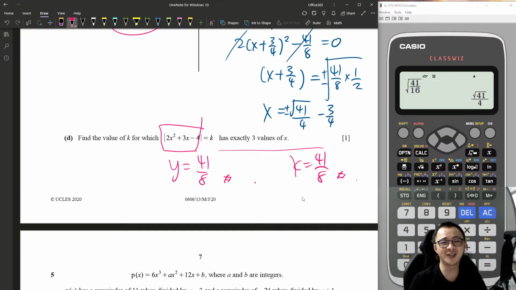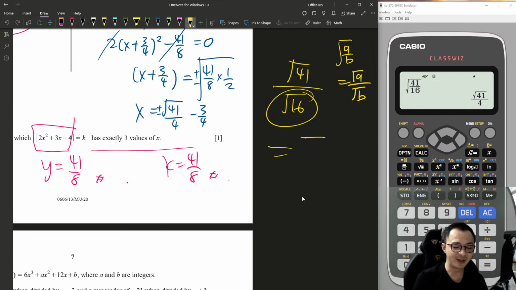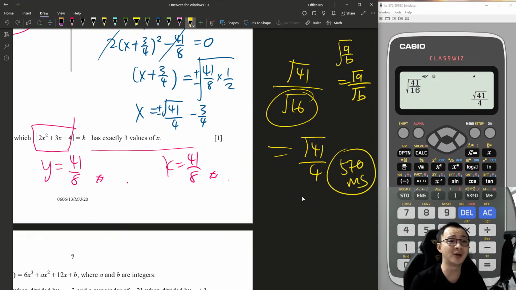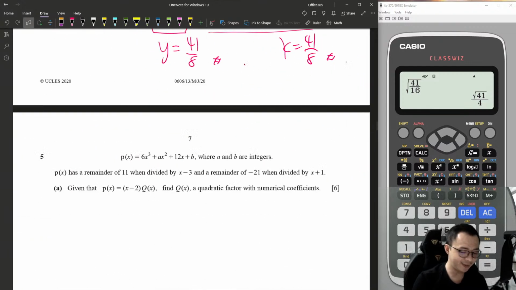Yeah, if you are using the 570 MS, square root 41 is not a perfect square number, so leave it there over square root 16, because square root of a over b, you can do square root a over square root b, right? So you solve the bottom only, then you get square root 41 over 4. If you are using this model of calculator, the 570 MS, you need to do it manually. Okay, done.